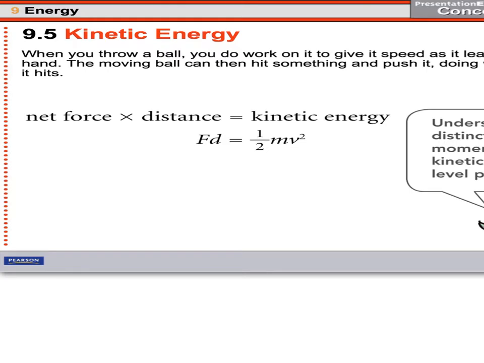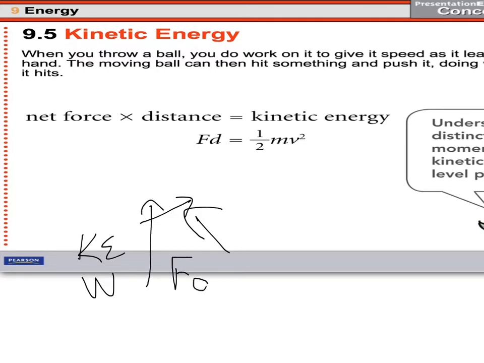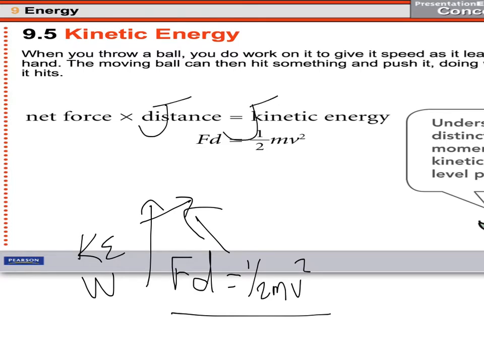When you throw a ball, you do work on it to give it speed as it leaves your hand. The moving ball can then hit something and push it, doing work on something else. So this is called the work energy theorem, because basically kinetic energy we said was 1/2 mv squared, and then we said work was force times distance. Well, if you apply a force and move something a distance, is it moving? Yes. And if it's moving, it has kinetic energy. So you can set work equal to it, because remember, work is measured in joules and energy is measured in joules.